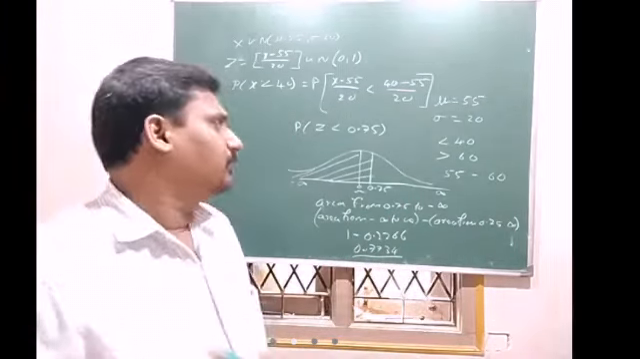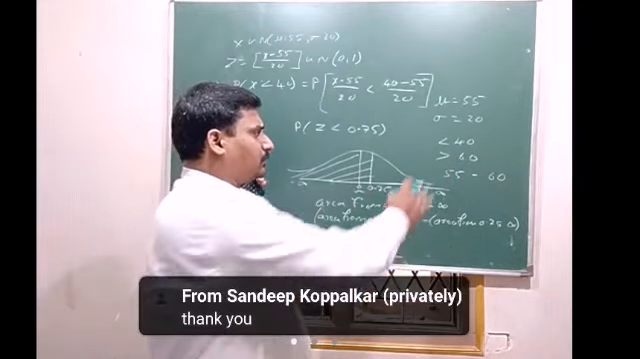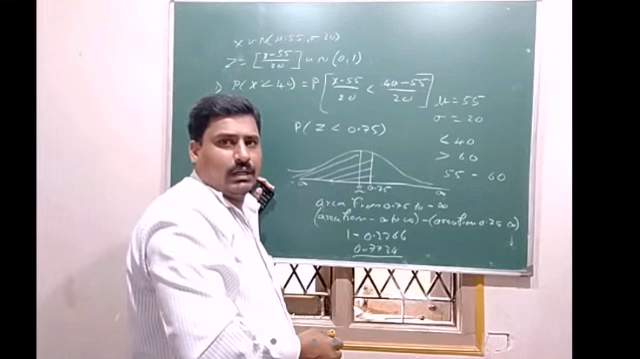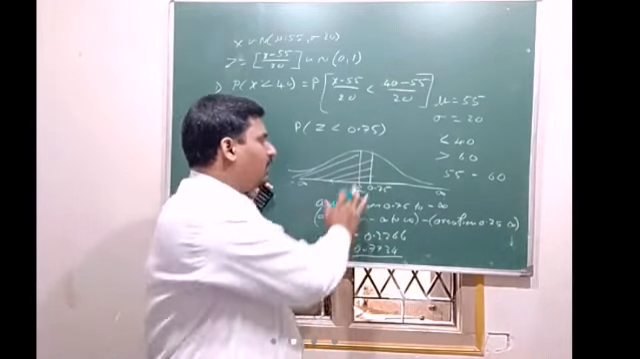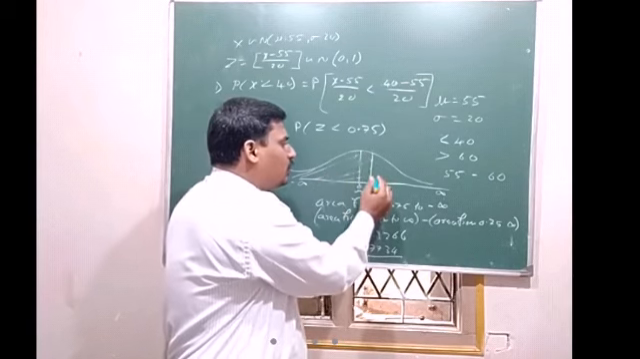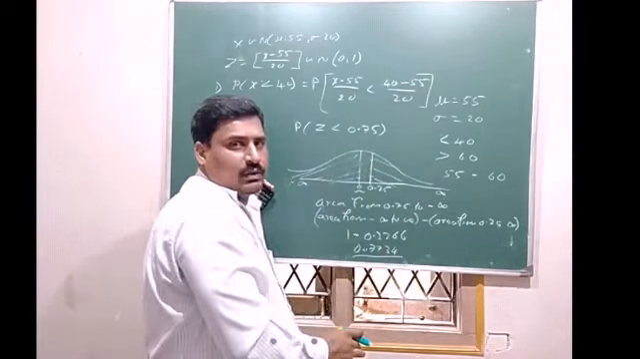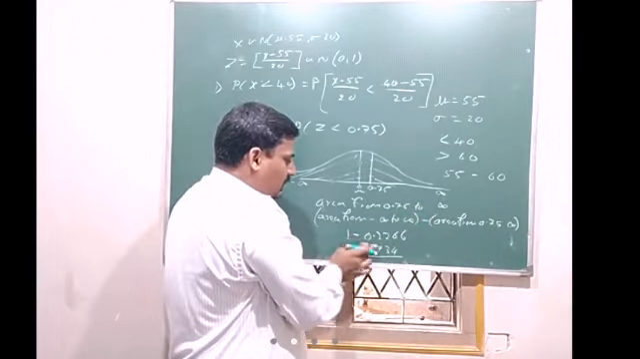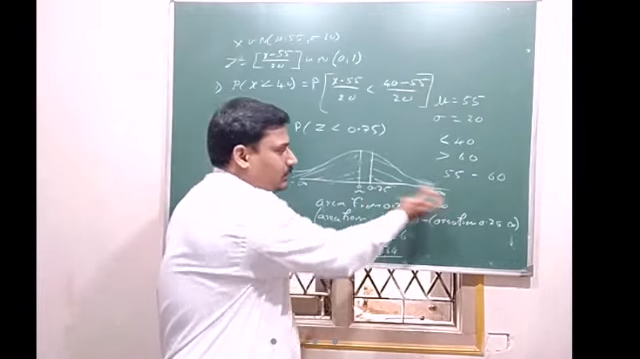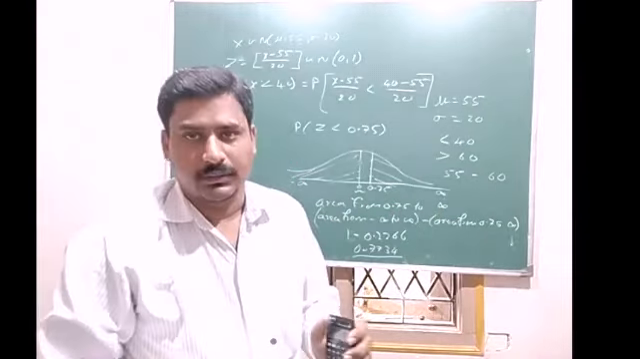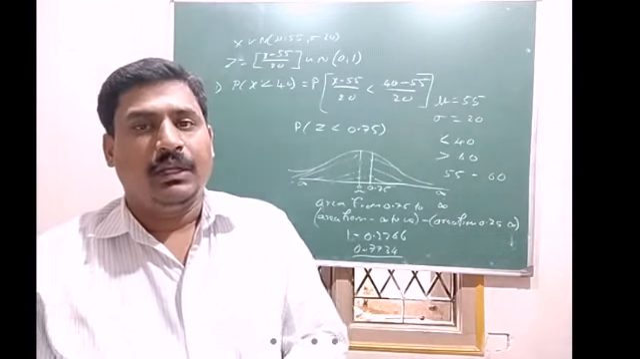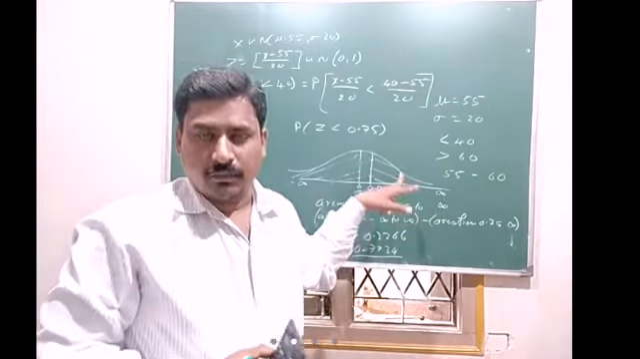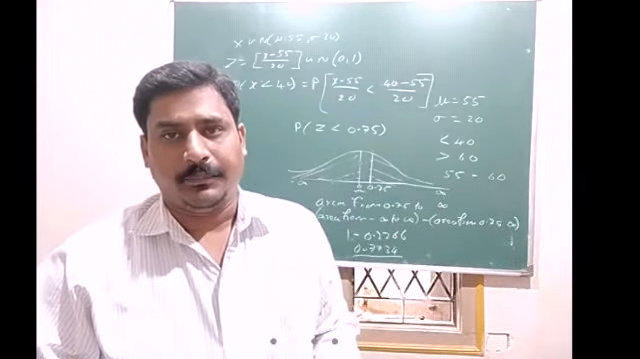Same procedure. Suppose this is greater than 40, then our shaded area will be towards positive infinity, and the answer is directly 0.75 to plus infinity, and the answer is 0.2266. No 1 minus. If it is less than, then only we have to do 1 minus value to infinity. Got it?